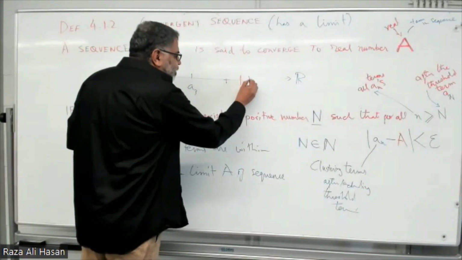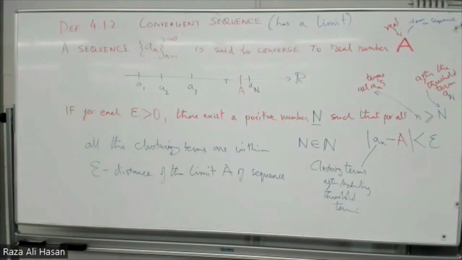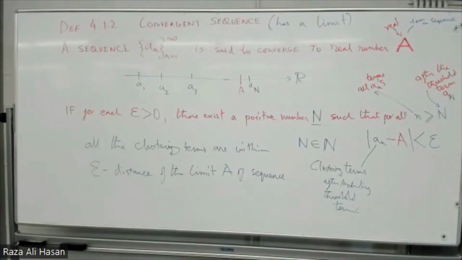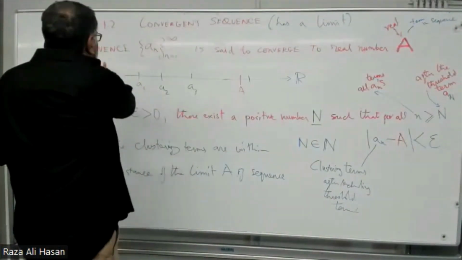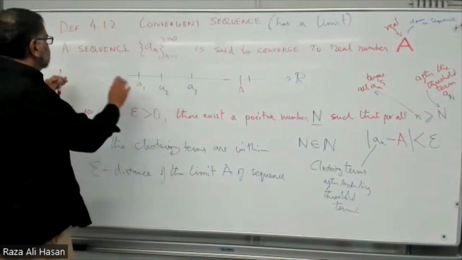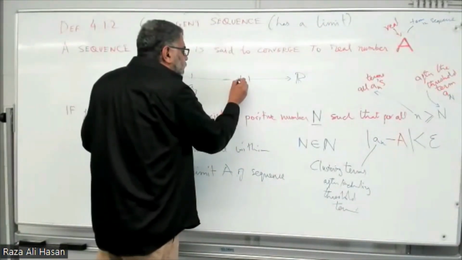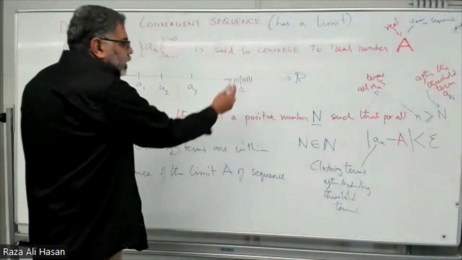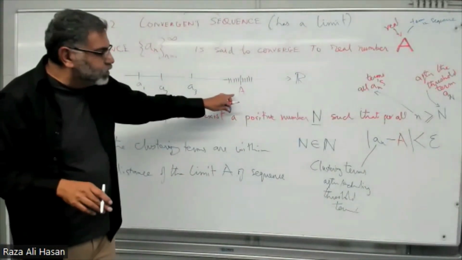Let's put a uppercase N here, for instance. It says converge to a real number, right? Actually, let's just wait here. Let's be fair to this line here. It says a sequence is said to converge to a real number A. We've got our sequence, and let's put vertical lines for the other terms of the sequence that are clustering around the limit A.